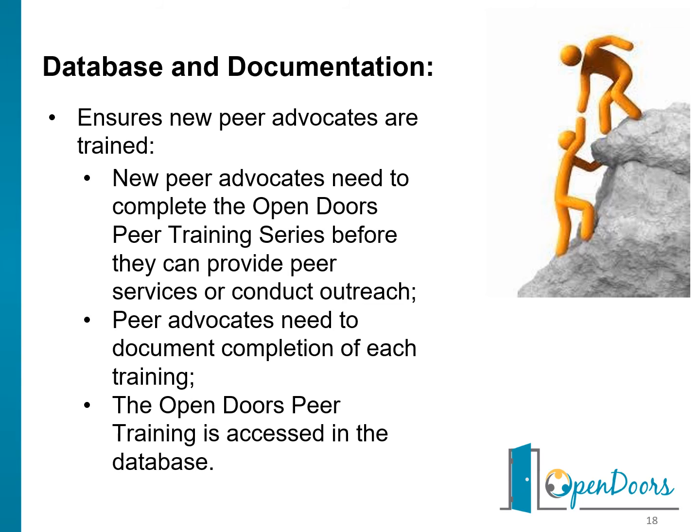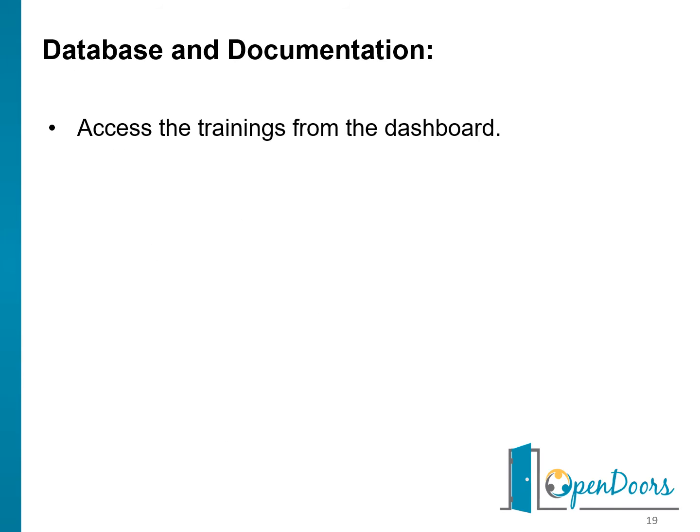New peer advocates need to complete the Open Doors peer training series before they can provide peer services or conduct outreach. The training for peer advocates is 8 hours, and it's a web-based training. Peer advocates need to document completion of each training, and the supervisor will need to check to ensure that the trainings are accurately documented in the database. The next video will show how to access the trainings from the dashboard.